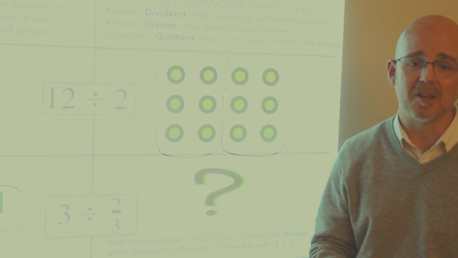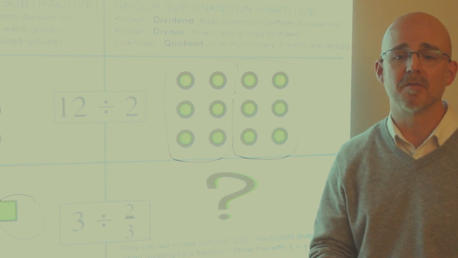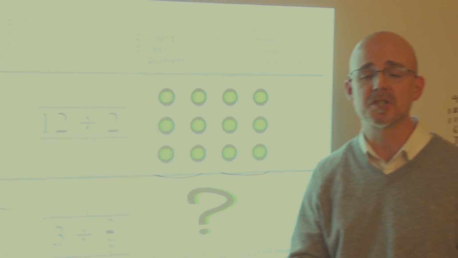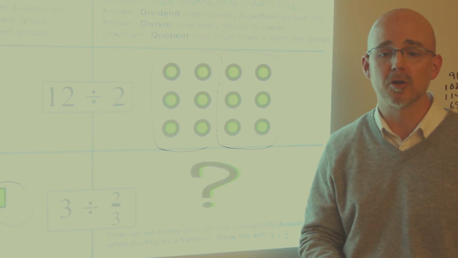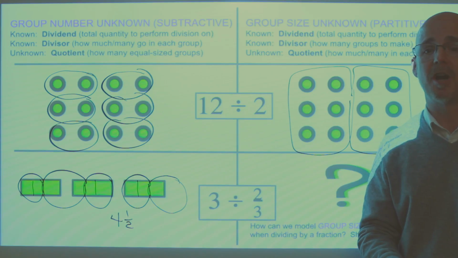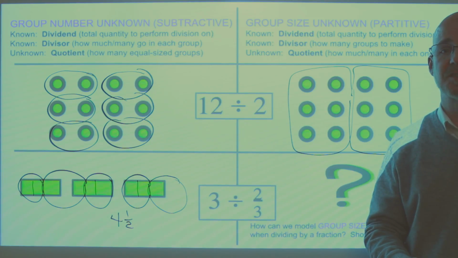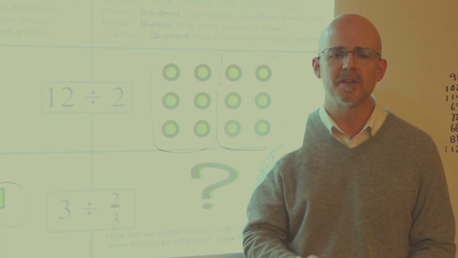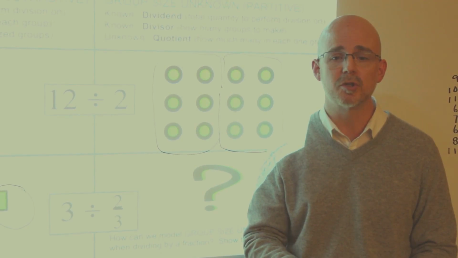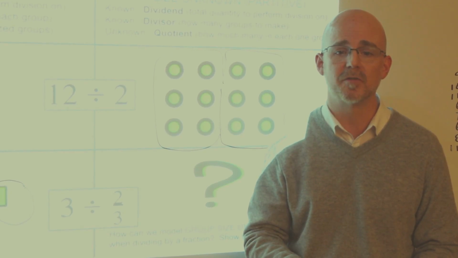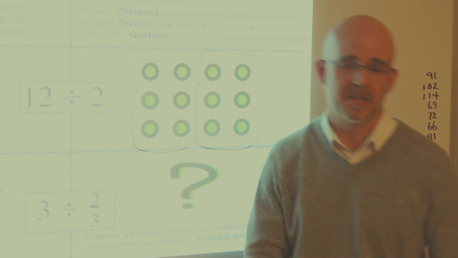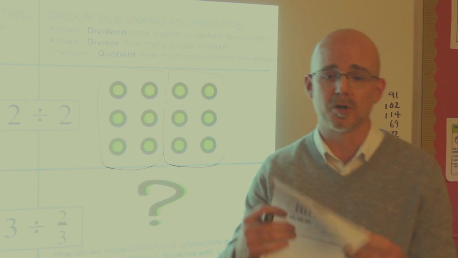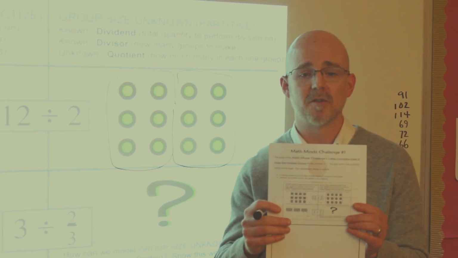So now for the challenge. Your task is to draw a model of 3 divided by 2/3 for group size unknown division. The point's not just to find the answer. Spoiler alert, it's still 4.5. But to draw a model of what it means to divide by a fraction in this way. The key to solving this problem is to focus on what the quotient represents in group size unknown division. And that, and everything else you've heard here today, is summarized in this challenge worksheet that you'll be working from.